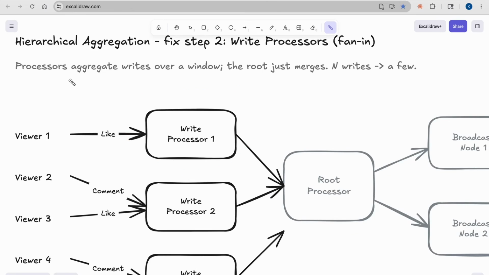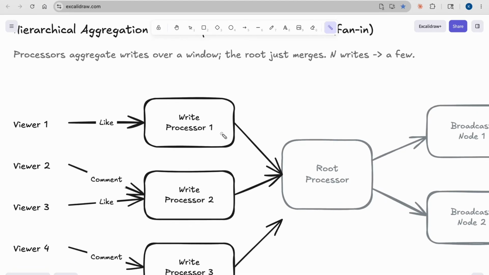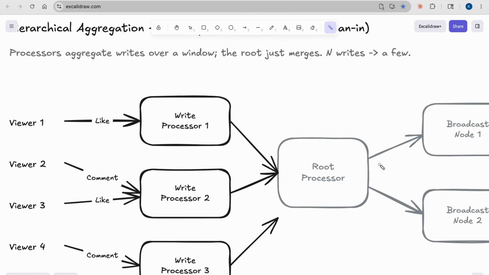This is what it does: it will try to aggregate writes over a window, let's say a 1 minute window or whatever it is, and we'll let that viewer connect to this specific write processor. Then that will be sent to the root processor, which will merge all of them and broadcast it again to the respective nodes.